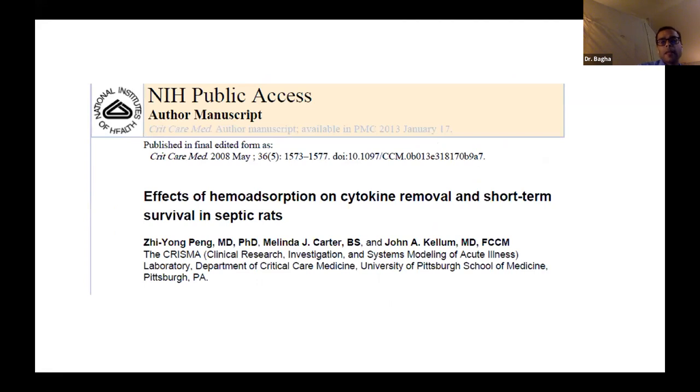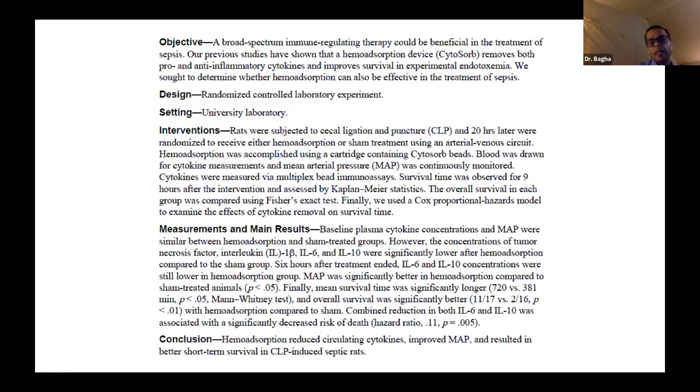Now, this was a study done on the septic effects of hemoadsorption and cytokine removal. What they did was that the rats were subjected to fecal ligation and puncture, and then 20 hours later, they were randomized to receive either hemoadsorption or a sham treatment. What they found was that the cytokine concentration and the mean arterial pressures were similar between the hemoadsorption and the sham treated groups, but the pro-inflammatory cytokines were significantly lower in the hemoadsorption groups. So what they concluded was that hemoadsorption reduced circulating cytokines, improved your MAPs, and resulted in better short-term survival in those rats who had the fecal ligation and puncture.